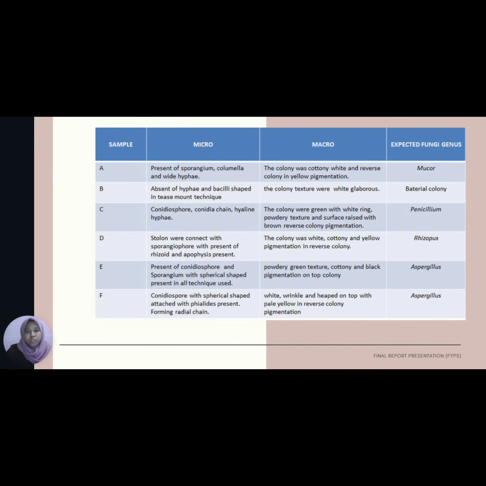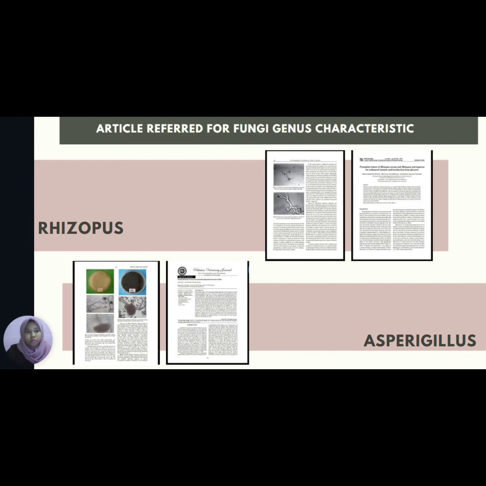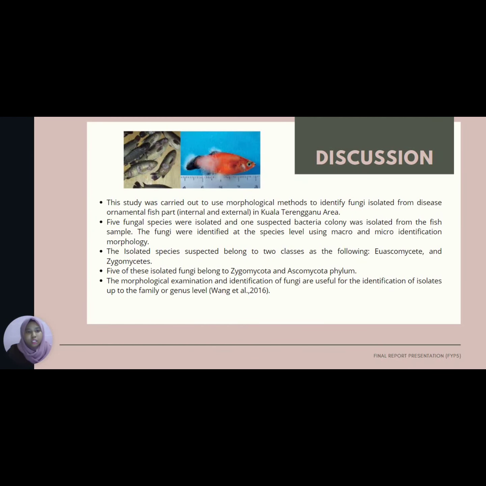The sample expected genus was A, Mucor, B, bacterial colony, C, Penicillium, D, Rhizopus, E and F were Aspergillus. And those genera were referred from articles, that is Mucor, Penicillium, Rhizopus, and Aspergillus. For discussion, this study carried out a morphological method to identify fungal isolates from diseased ornamental fishes.